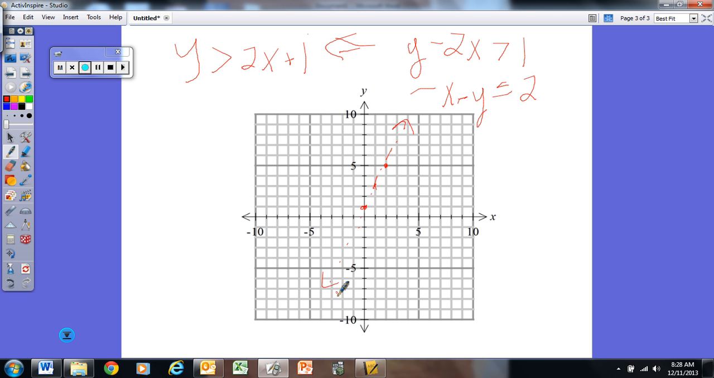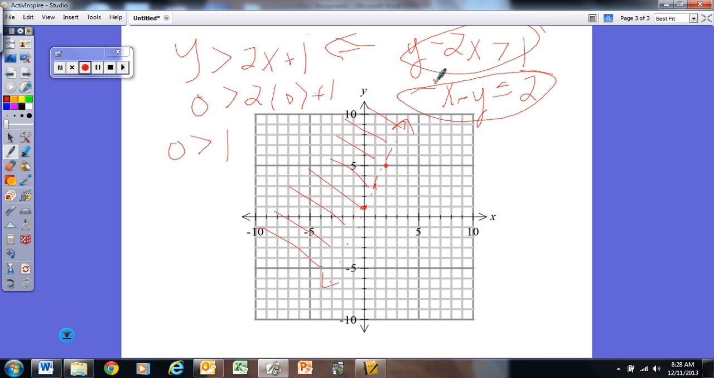And then we're going to pick a point to decide which way to shade. 0, 0 is not on the line, so we're going to check 0, 0. And this says 0 is greater than 1, which is not true in this lifetime. So we'll shade away from 0, 0. And that is this linear inequality. The problem is we're doing systems, which means 2 equations and 2 unknowns. So we need to now solve this inequality and put it into slope-intercept form.